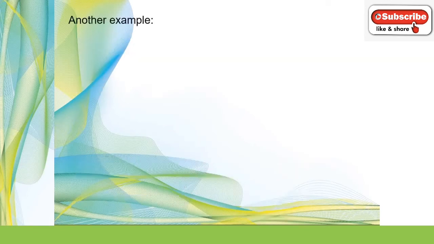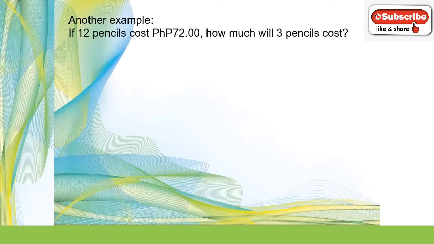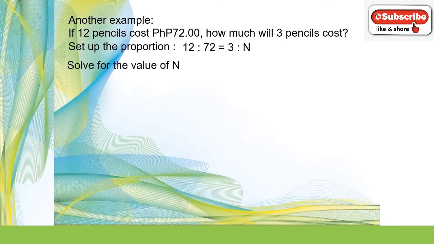Let us have another example. If 12 pencils cost 72 pesos, how much will 3 pencils cost? First, set up the proportion. 12 is to 72 as 3 is to n. Then, solve for the value of n. 12 is to 72 as 3 is to n. First, multiply the extremes and multiply the means. So 12 times n, then 72 times 3.